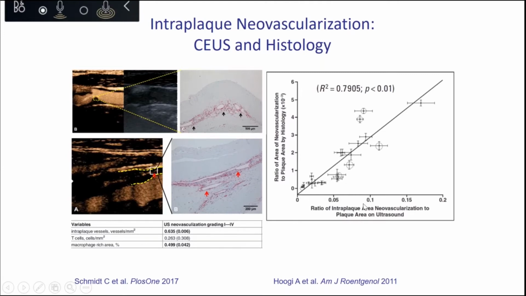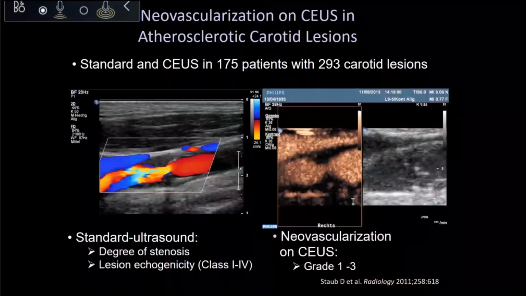And this is another group. They also looked at an automatic measurement of the intraplaque neovascularization on ultrasound compared to the histology, and they really found a good correlation between the vascularization within the plaque and the corresponding histology, so that what we see in contrast-enhanced ultrasound seems to be really these small vessels within the plaque.